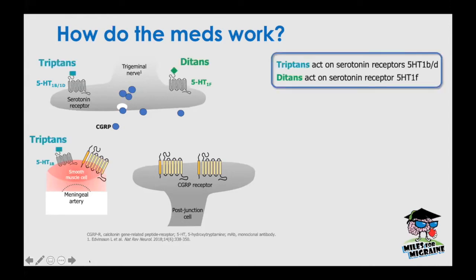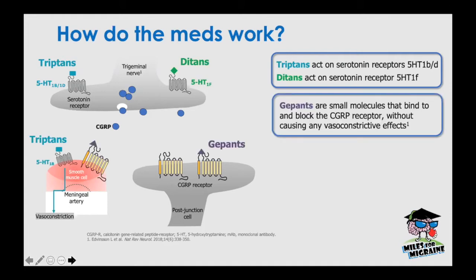And then these are the specific sites where the medications work. So your triptans work at the serotonin receptor. Your ditans, which are basically the newer version of triptans, work on a completely different receptor. So if you notice, they don't work on the meningeal artery, hence they don't cause the vasoconstriction that's the most worrisome. And then gepants work at the receptor for the CGRP. So they prevent the CGRP from binding to the receptor.